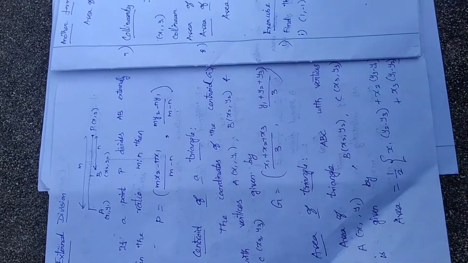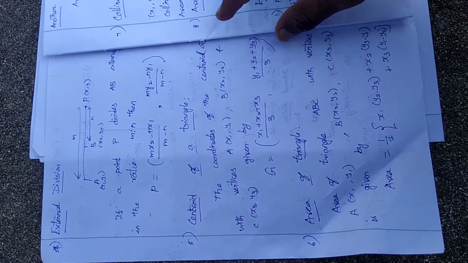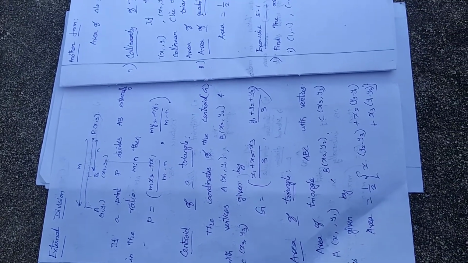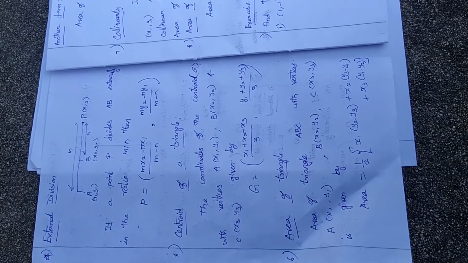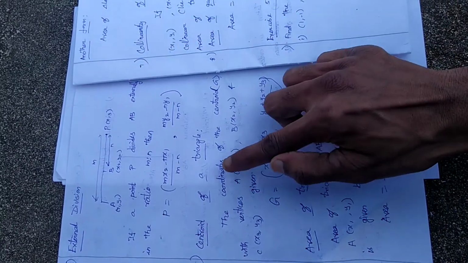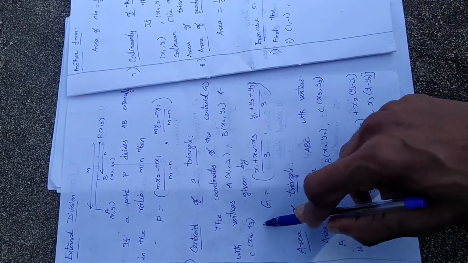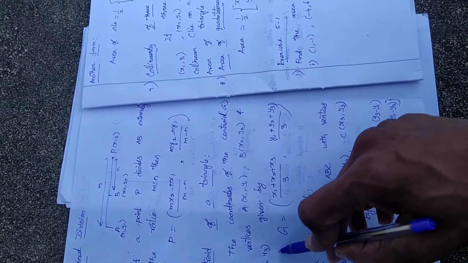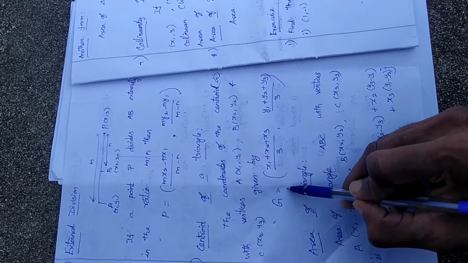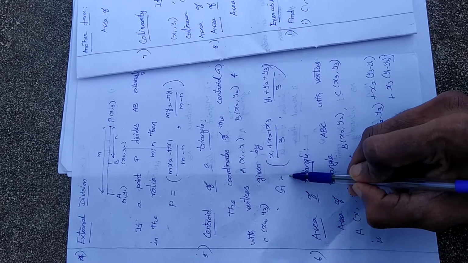Next, centroid of a triangle. Already studied about geometry, you must have done it last year in 9th standard. Construct a triangle and its centroid, we would have studied in 8th or 9th standard. Here we are just going to find the coordinates of the centroid. If you know the coordinates of the triangle ABC, that is A of x1 y1, B of x2 y2 and C of x3 y3, then the centroid G is given by x1 plus x2 plus x3 by 3, y1 plus y2 plus y3 by 3.